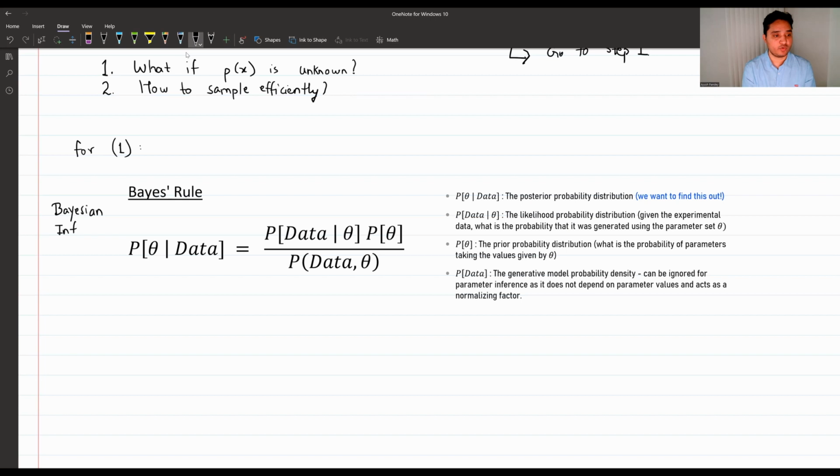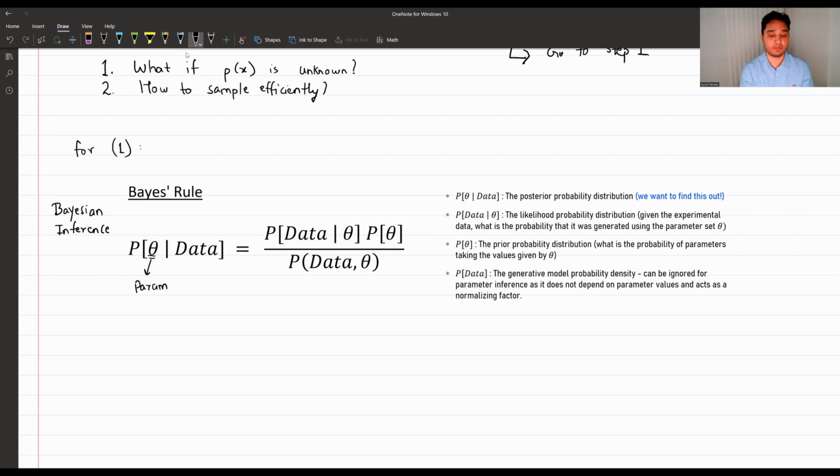What we want is to find out the probability distribution for each parameter theta given the data, right? So that's the probability distribution on the left-hand side. It's called the posterior probability distribution. This is what we want to find out. Bayes' rule allows us to write it in a form that is computable, which is the right-hand side. So let's break down each term on the right-hand side.